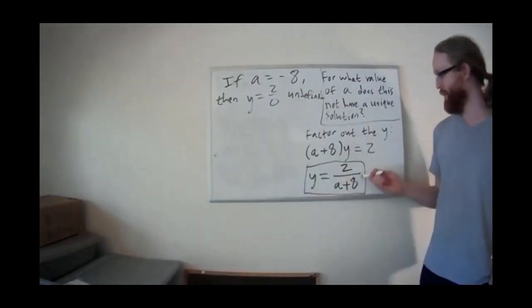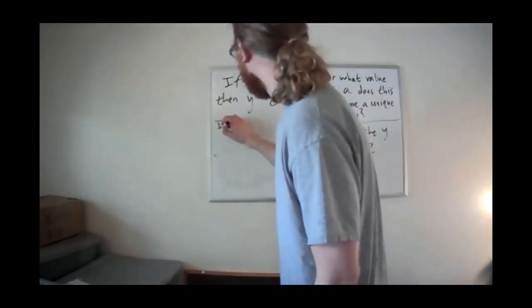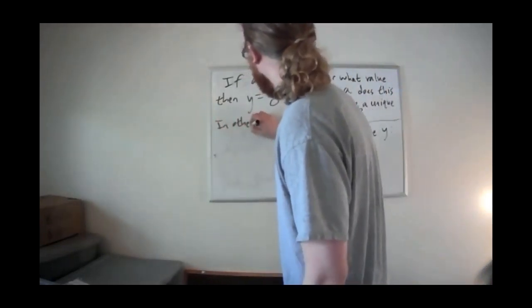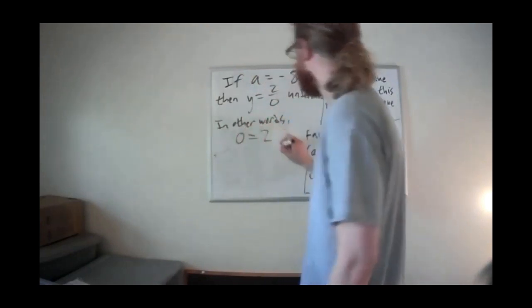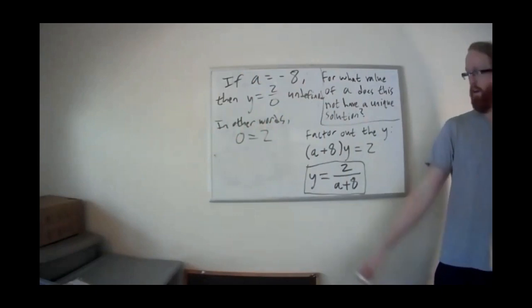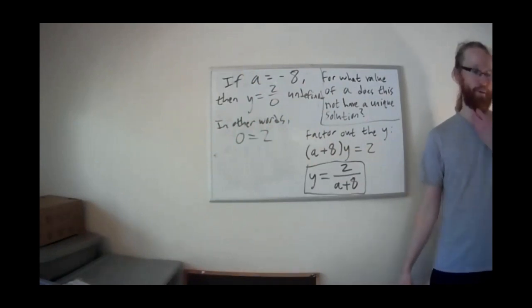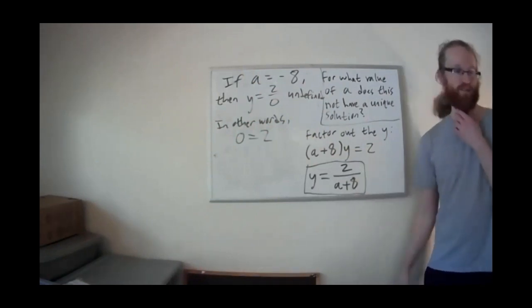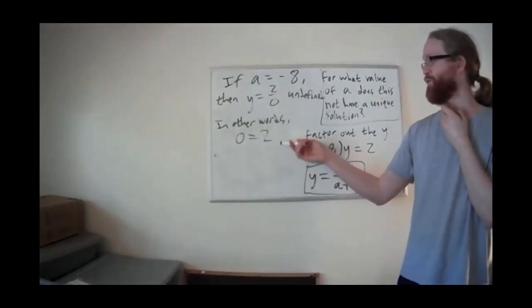And so we got something that makes no sense. If I were to go back, what's this really going to tell me? In other words, if I were to plug in -8, I would get the equation 0 equals 2. This maybe gives us some insight into why I can't divide by 0, because if I could, then I could say that 0 equals 2, but that's not true, right? So I can't divide by 0 because 0 equals 2.